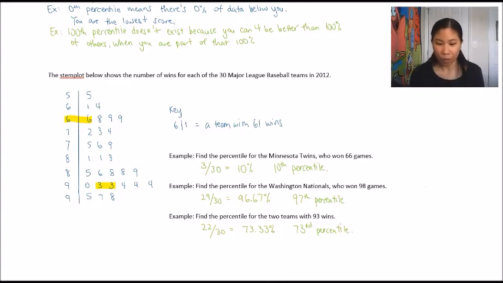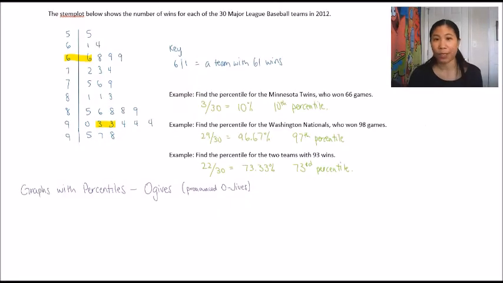Okay. So now that we know how to find percentiles, let's make a graph so that we can visually see what percentiles look like. When we make graphs using percentiles, this is called an ogive. It's spelled kind of funny because it looks like it would be pronounced differently, but it's actually pronounced ogive.